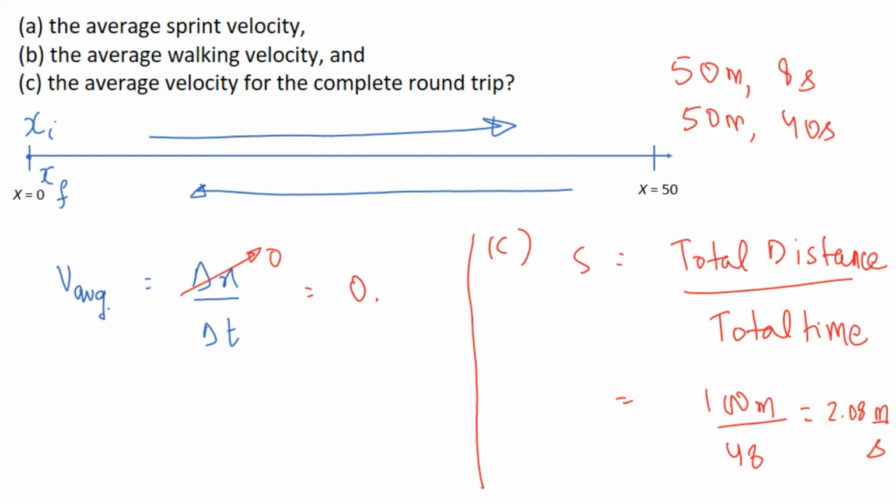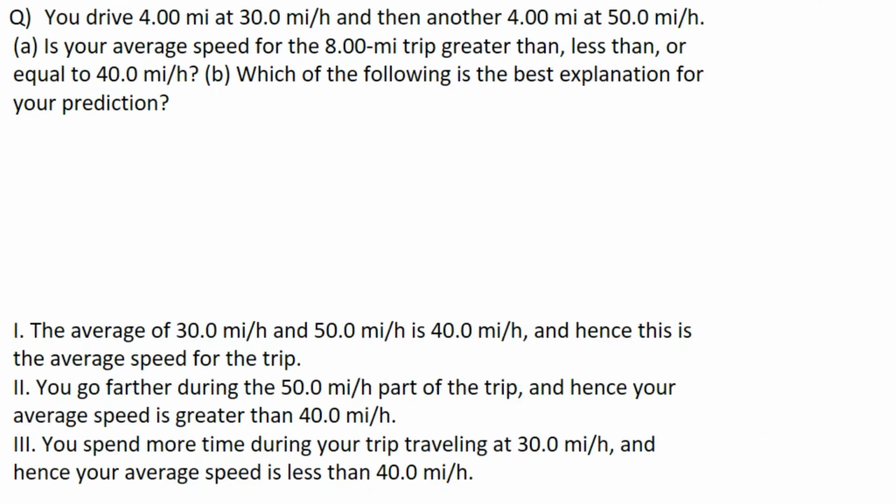Here we see that the average velocity is 0, but the average speed is not 0, it is 2.08. I hope you are clear with the difference between the average velocity and the average speed. Now let's get back to the question that I discussed in the starting of the video. It says that you drive 4 miles at the speed of 30 miles per hour, then another 4 miles at speed 50 miles per hour.